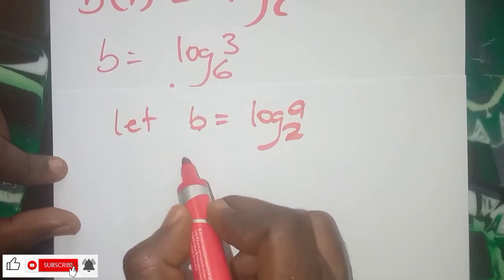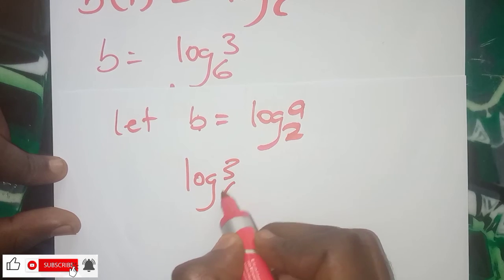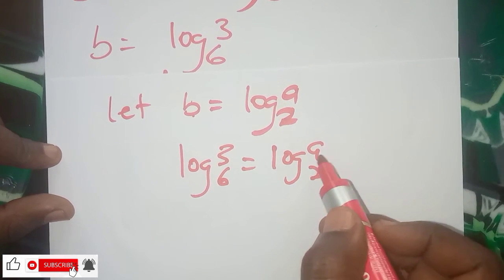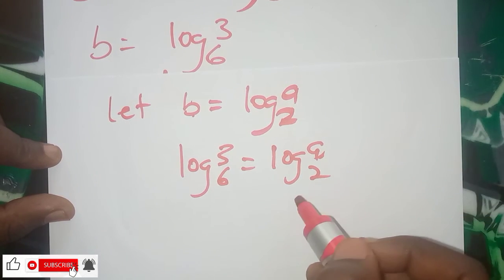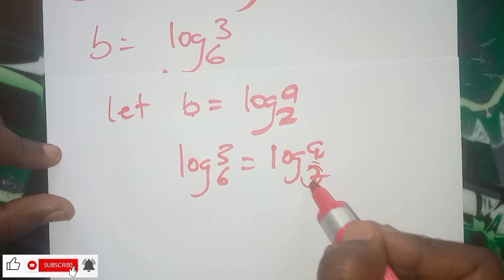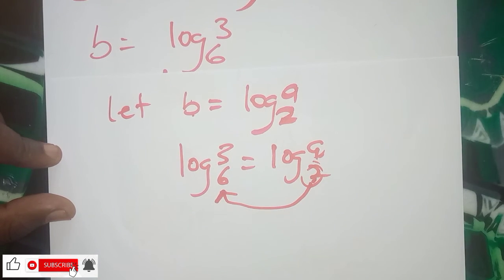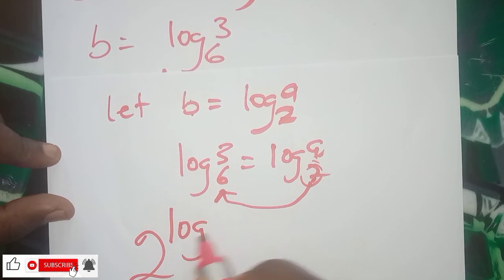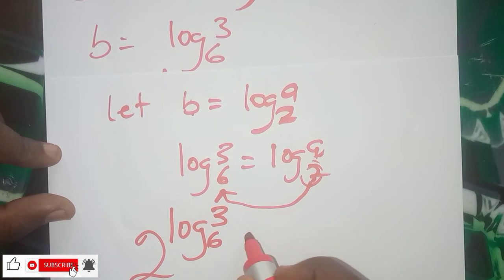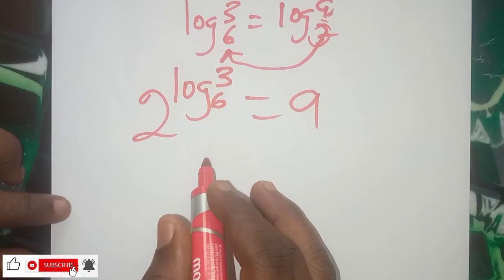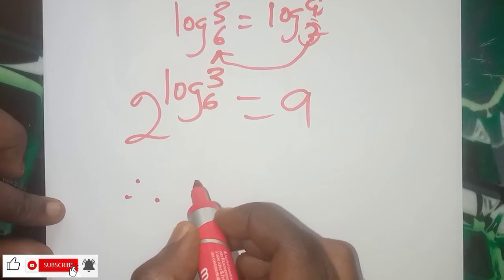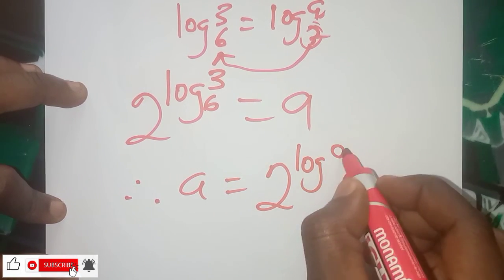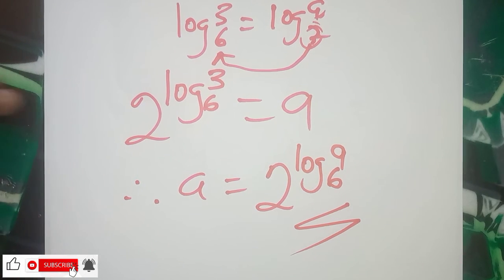So what is b? b is just the log of 3 base 6 being equal to the log of a base 2. So in this case, for us to find a, we are going to use still the property of log. So what will happen is that the base here goes to raise the whole of this equation on the left hand side. So we have 2 to the power the log of 3 base 6 in this case being equal to a. So therefore we can go ahead and conclude that a is equal to 2 to the power of the log of 3 base 6.